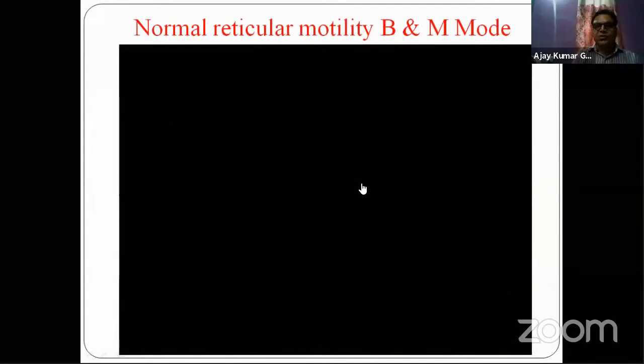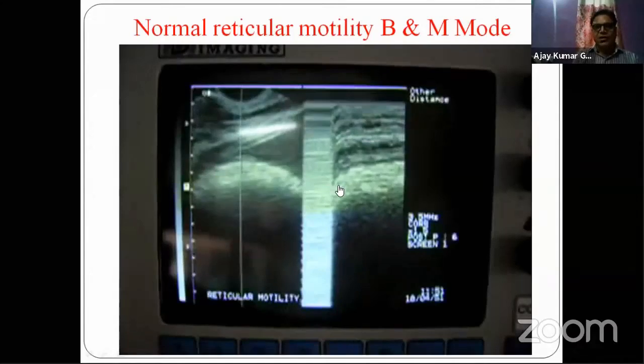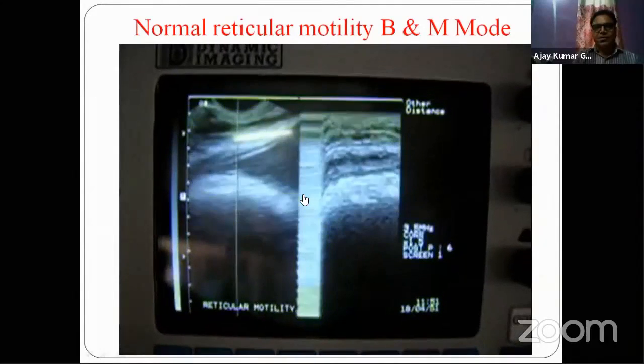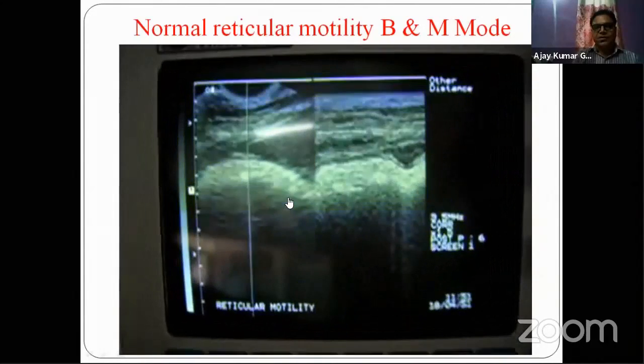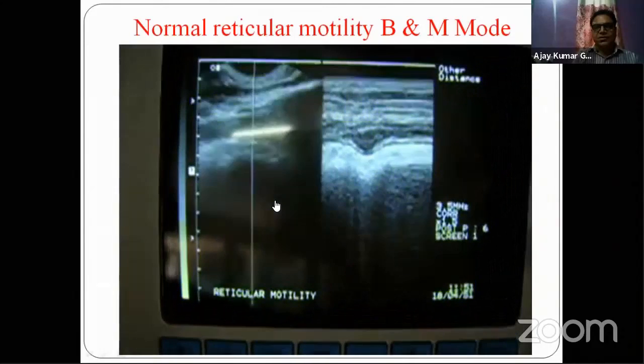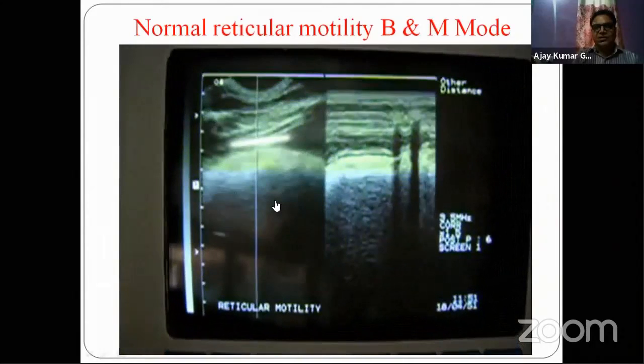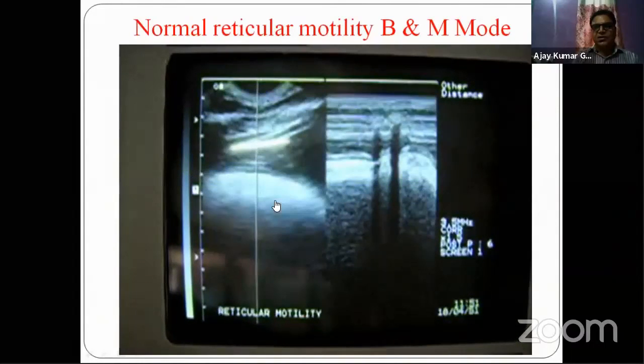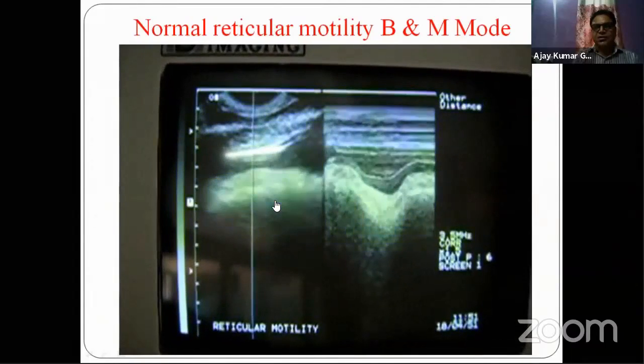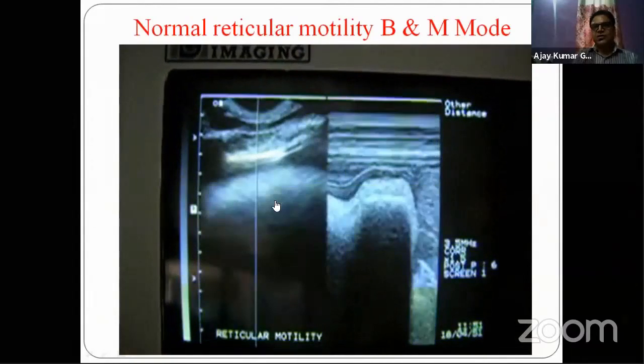You will see the B mode as well as the M mode. Please have a look again. This is the first contraction and this is the second contraction when the reticulum disappears.